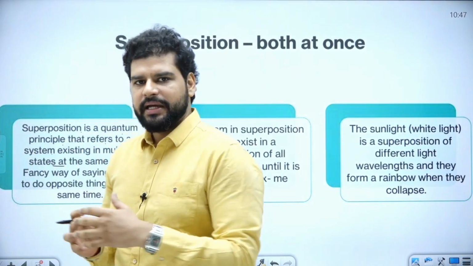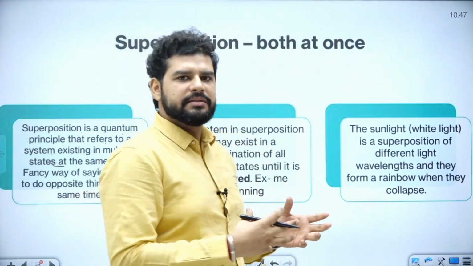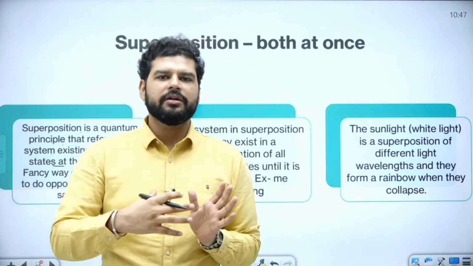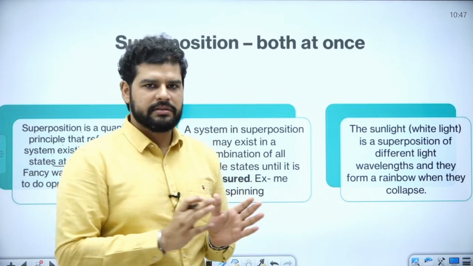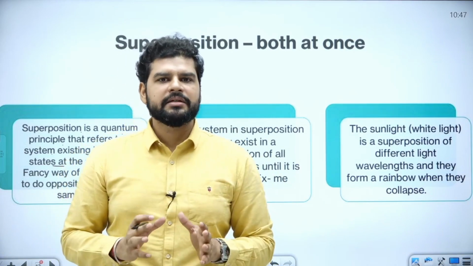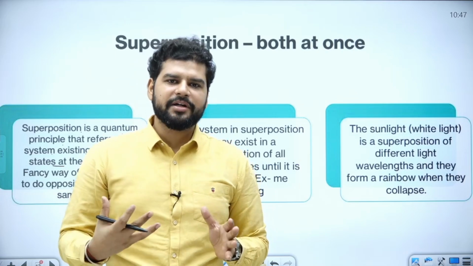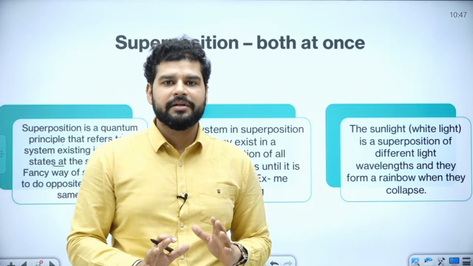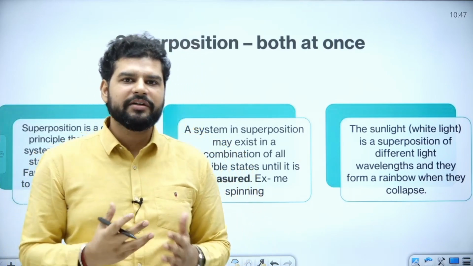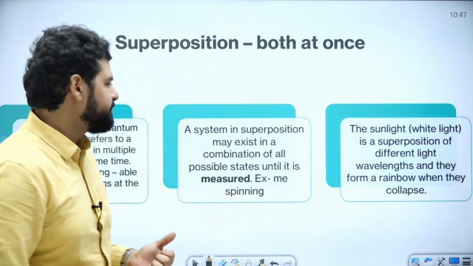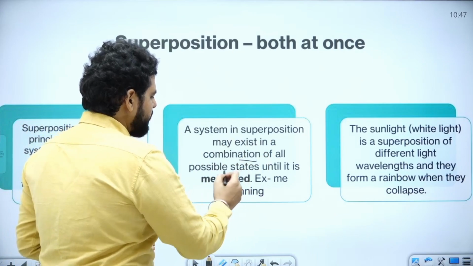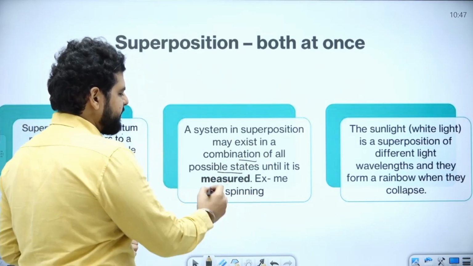Let's say I am spinning at this side and then I spin at this side. In our classical life, classical mechanics, we can do it only one side at once. But in quantum mechanics, if I was in a quantum state, superposition state, I could do both at the same time, right? So it's so weird. It's so different from what we see in our real life. So a system in a superposition may exist in combination of all possible states until it is measured.